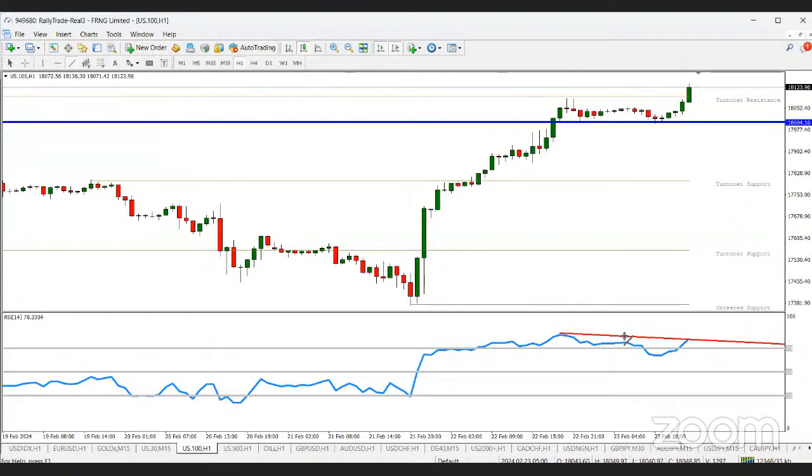We may have a little form of divergence here, so I will be careful with that buy. I'd rather look out for buying US 100 from 18,000. If it retraces to 18,000, I could actually buy from there.